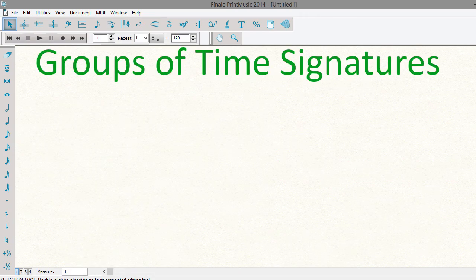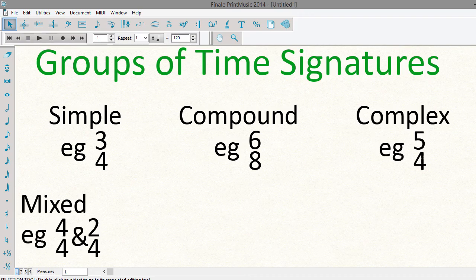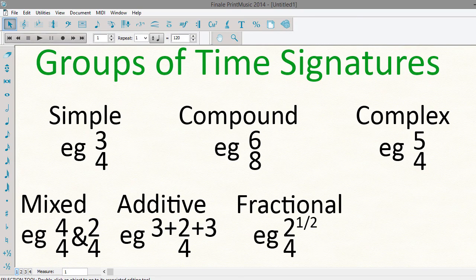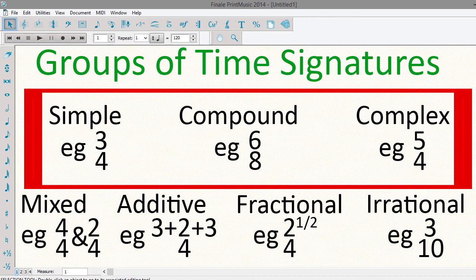So today we are looking into the different groups of time signatures, of which there are 7. Simple, compound, complex, mixed, additive, fractional, and irrational. But seeing as you will most likely only encounter the first 3, let's just look into those today.